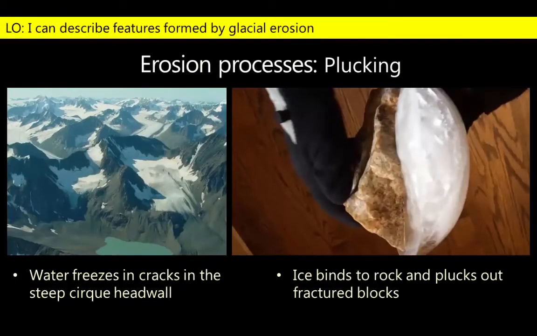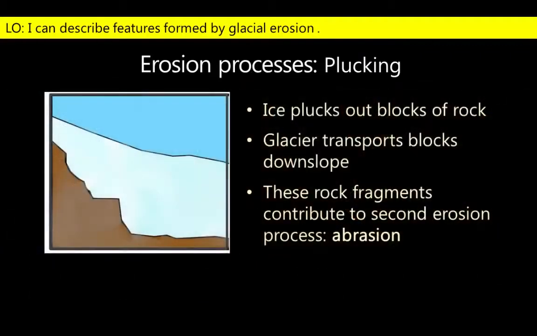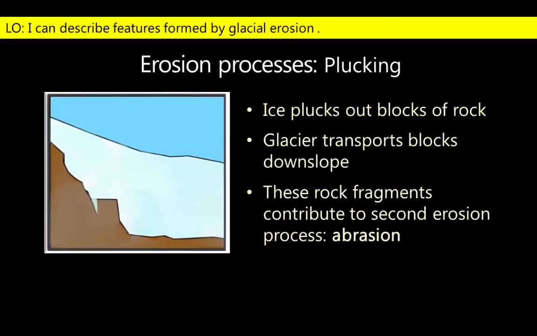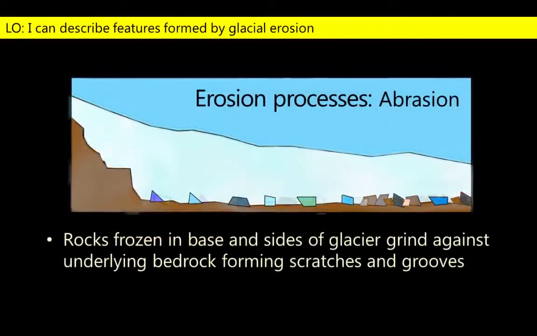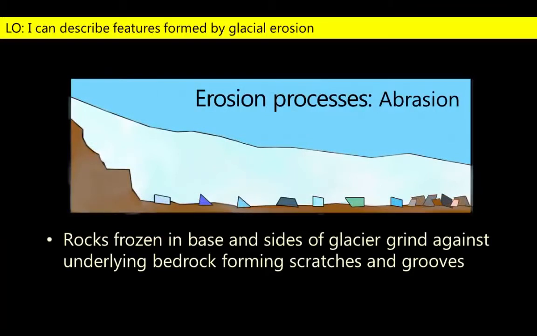Plucking happens when water invades cracks in the rock. As the water turns to ice, it binds onto the blocks of rock. The motion of the glacier plucks the blocks of rock out of the cliff face, embedding them in the moving mass of ice and transporting them downslope. Rocks frozen into the base and sides of the glacier act like sandpaper, scraping against the surrounding valley walls and floor in a second process of glacial erosion known as abrasion.